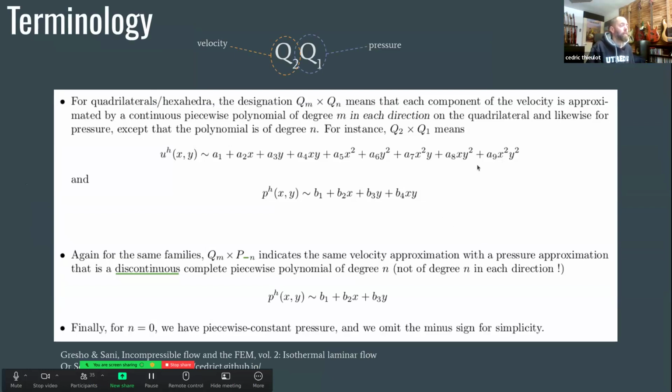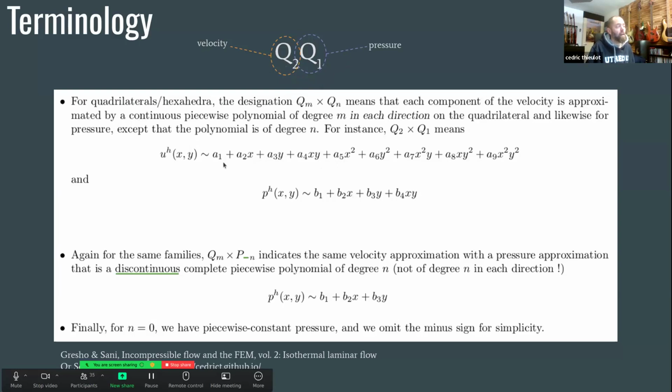So when we're talking about these, Q2Q1, Q2P-1, that sort of thing, the first letter with the first number actually indicates the polynomial that is used to represent the velocity inside an element. And the second one, so this Q1 in this case, is the polynomial used to represent the pressure inside the element. And in this case, Q2 stands for second order. And the Q stands for the fact that it's actually a second order polynomial in each direction.